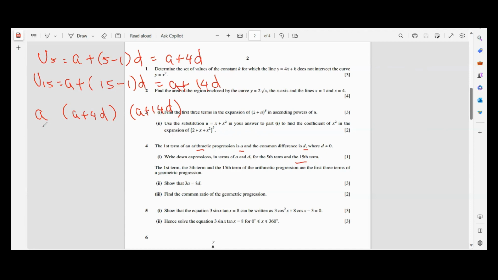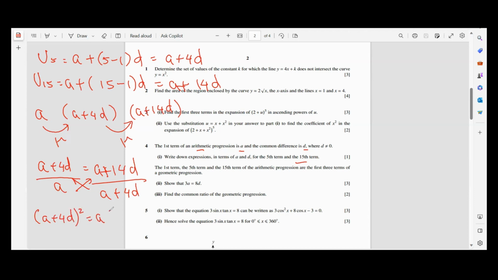So if we see this, this is also the ratio. This times with the ratio, this also times with the ratio, so the ratio, of course, is the same. So I can write down A plus 4D over A equals A plus 14D over A plus 4D. And then I do cross multiply, so I will get A plus 4D squared equals A times A plus 14D.